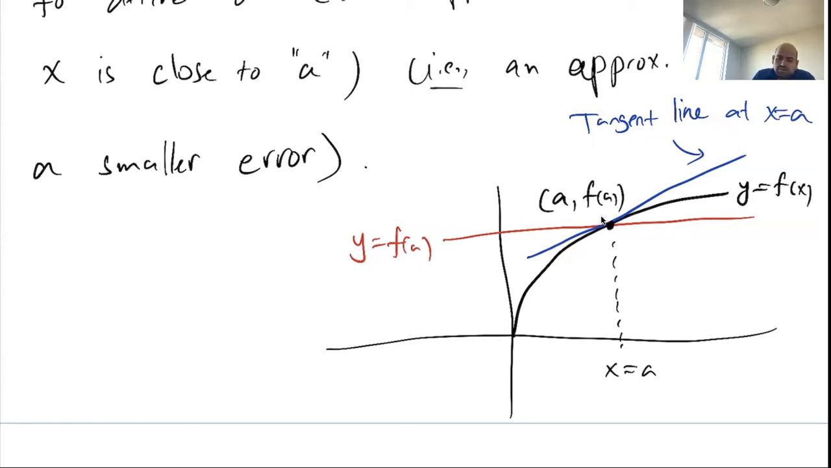So both the horizontal line y equals f of a and this blue tangent line are approximations for f of x for x close to a, but the blue line provides a better approximation compared to the horizontal. It's a little bit more complicated than just a constant, because a constant function is of course the easiest type of function in the world. The blue line is not a constant function, but still is a straight line, so it is still very simple.